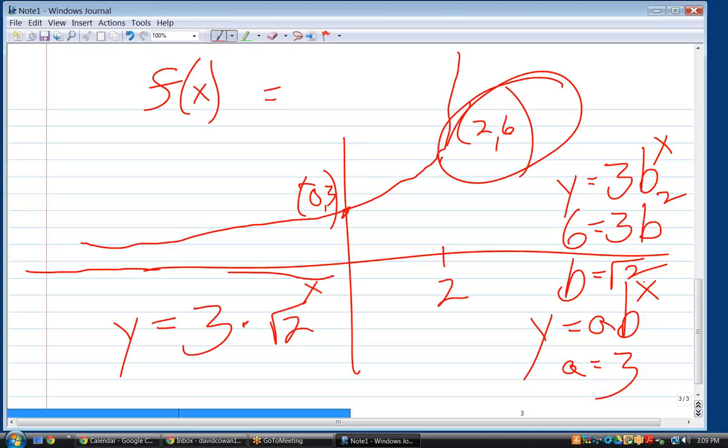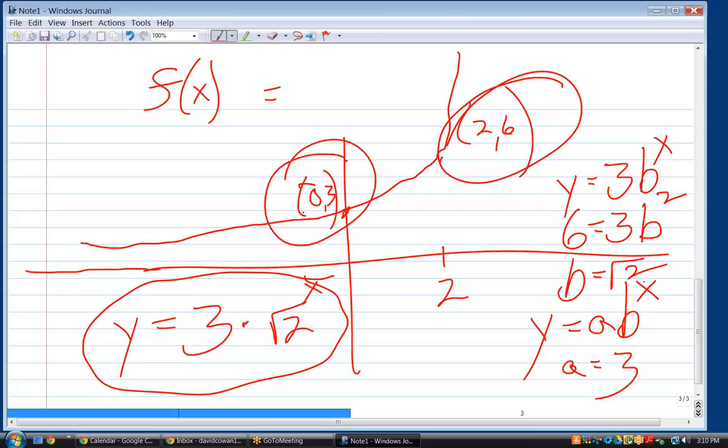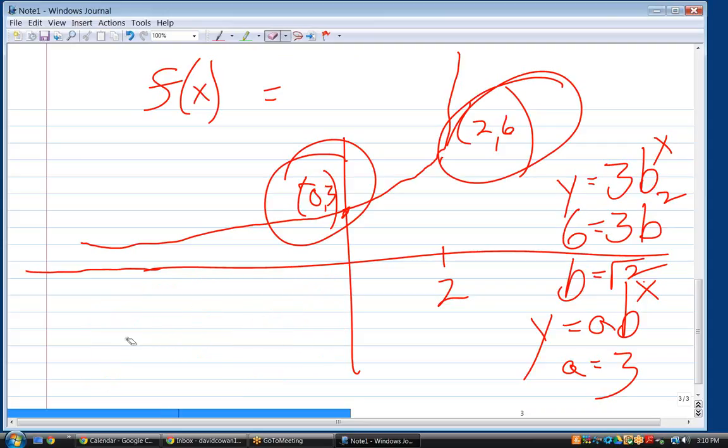Now, let's just check this equation to make sure these 2 points work. When x is 0, this becomes 1. 3 times 1 is 3. So that point works. When x is 2, y should be 6. Well, the square root of 2 squared is 2. 2 times 3 is 6. So this equation works.